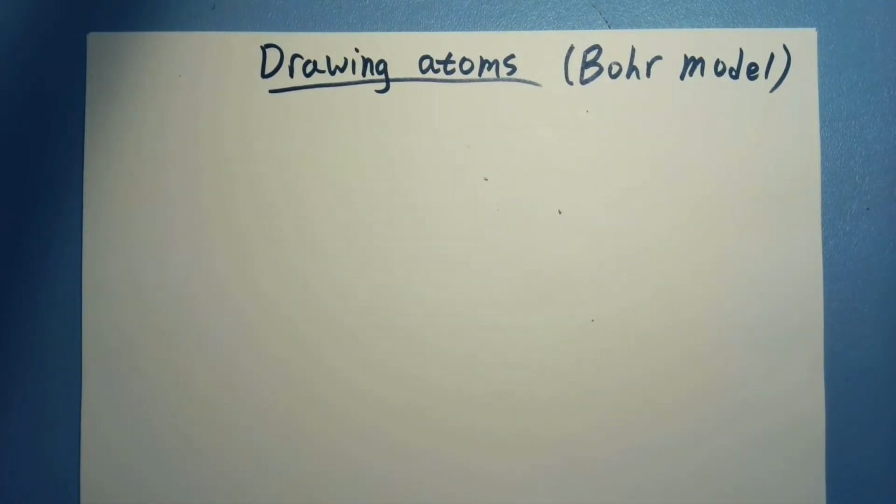So it'll be not the fried egg model. It's going to be a little bit more detail. So it's not just nucleus and electron cloud. We're going to have details on what's in the nucleus. We're going to have details about how the electron cloud is organized.